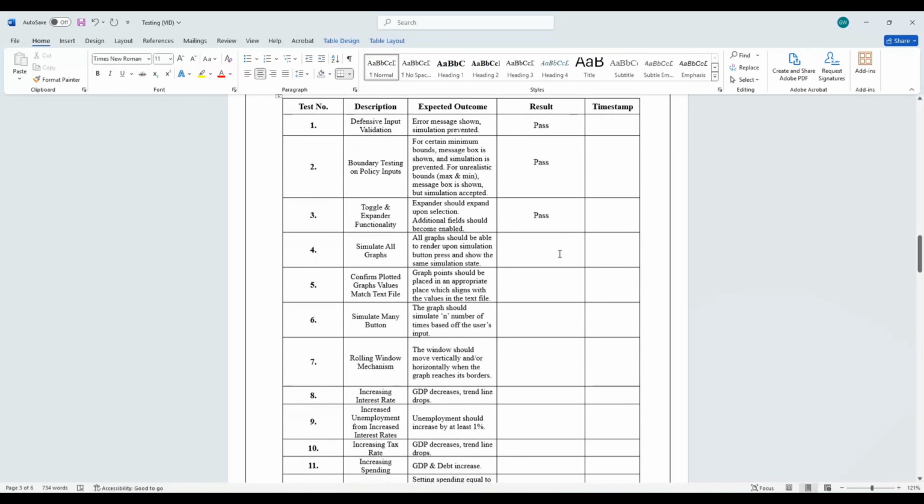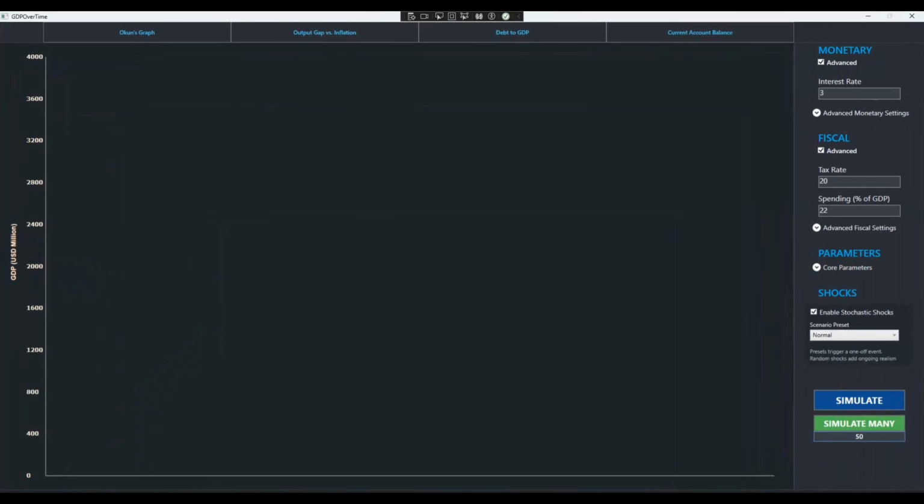Moving on to the 4th test, which is testing the simulation of each graph. All graphs should be able to render upon simulation button press, and importantly show the same simulation state. If I was to simulate 10 years on this GDP over time graph, I should be able to switch to any of these 4 graphs and it should show 10 data points. So we'll start off with a smaller number.